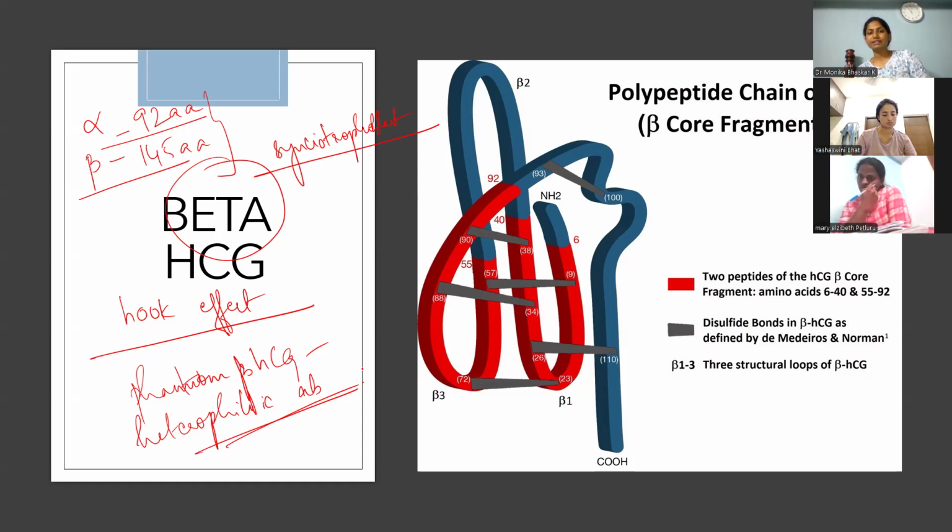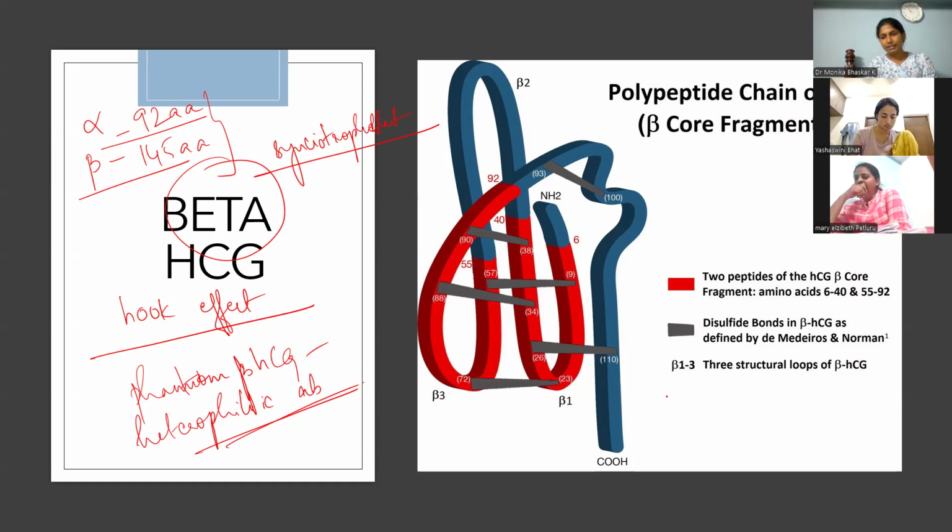So how will you know whether it is positive or not? You have to dilute the serum or urine. So even after dilution, if it comes positive, then it is true beta HCG. If after dilution it does not come positive, it is called phantom beta HCG.